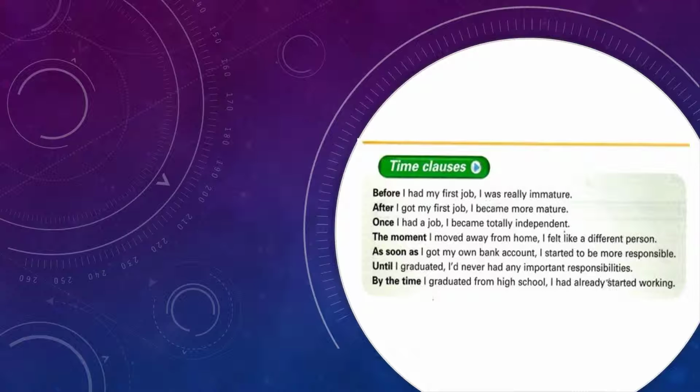As soon as I got my own bank account, I started to be more responsible. Until I graduated, I'd never had any important responsibilities. By the time I graduated from high school, I had already started working.